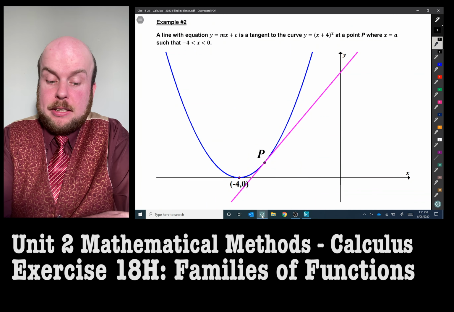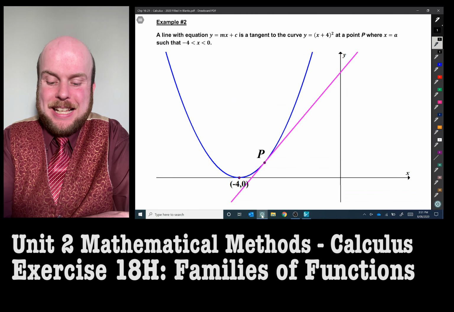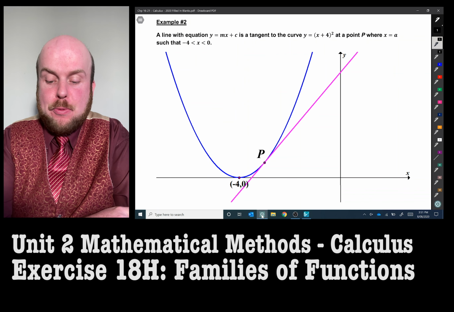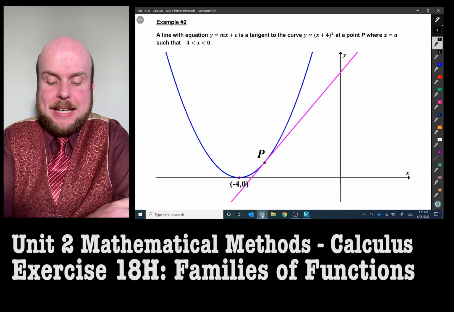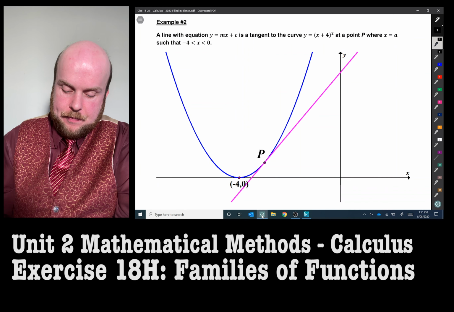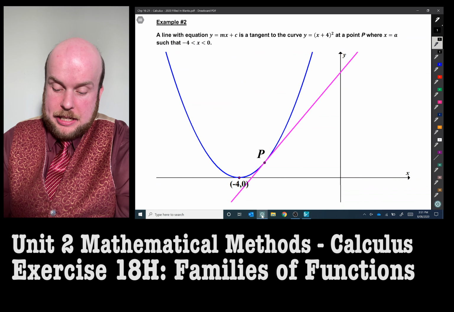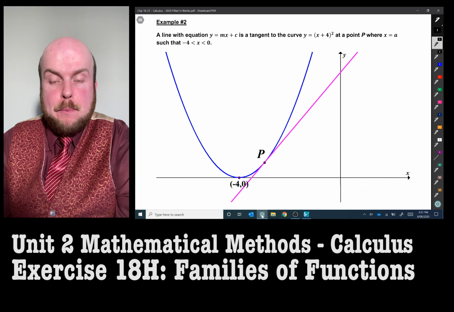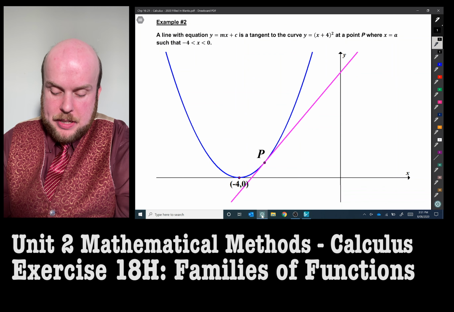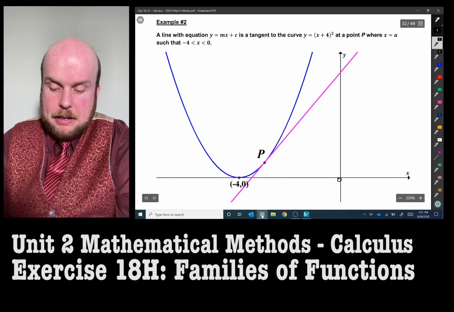Example 2. A line with equation y equals mx plus c is a tangent to the curve y equals x plus 4 all squared at a point P where x equals a, such that a is somewhere in between negative 4 and 0. So if we sketch a picture of this, there's our point P, and the point is somewhere between negative 4 and 0. I've just put it here for now.